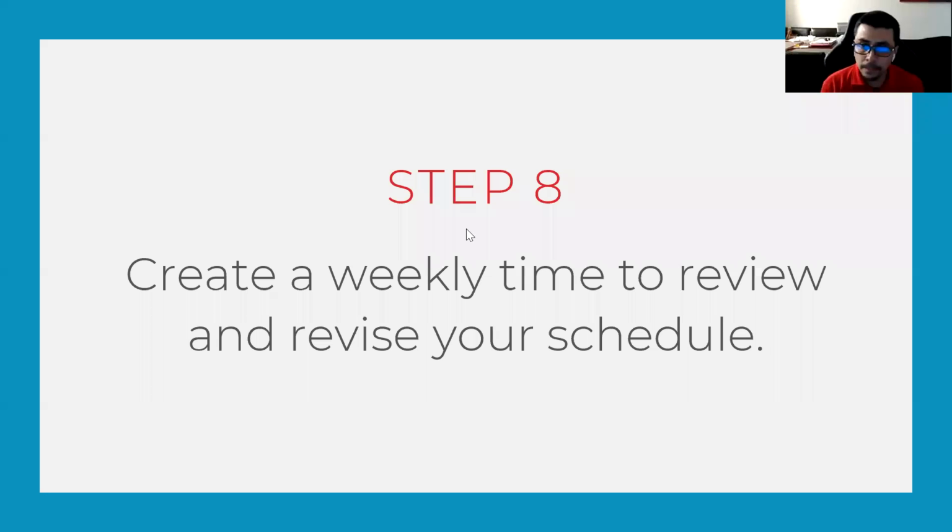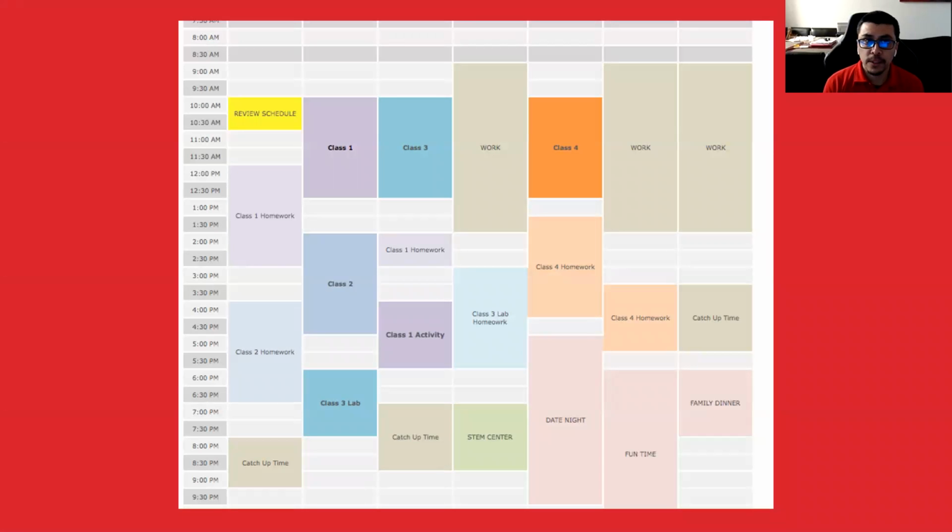So step 8, create a weekly time to review and revise your schedule. You might want to pick a specific day, maybe a Monday at the beginning of the week, so you have an idea of what to plan for that week. So maybe you wake up Monday morning, while you're drinking your cup of coffee and having some breakfast. That's a good time to go in there and review your schedule, make any edits that you may need to make.